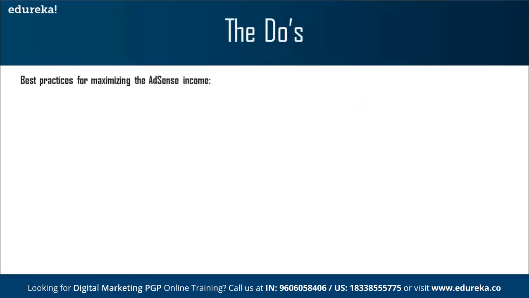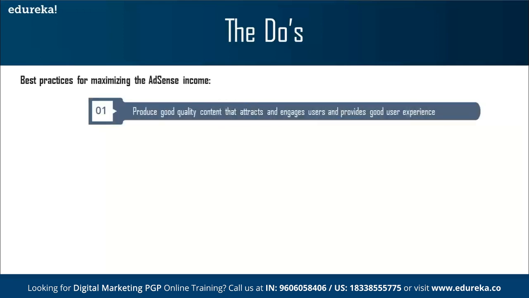So let's understand the do's and don'ts. What should we do to maximize our AdSense income? First point, produce good quality content that attracts and engages users and provides a good user experience.